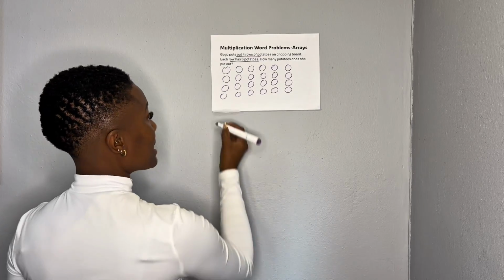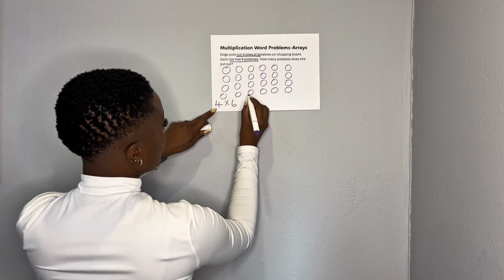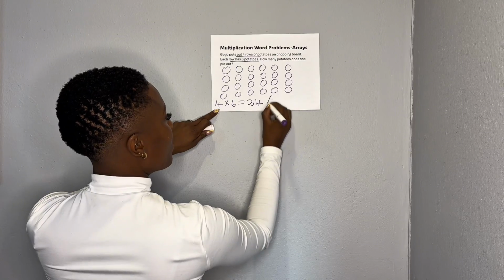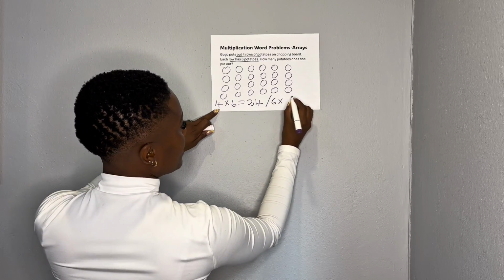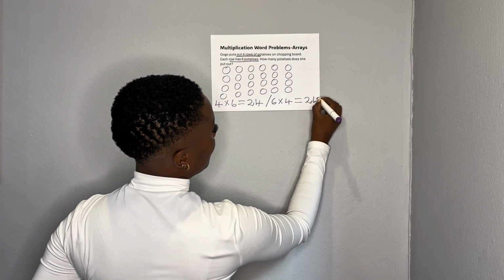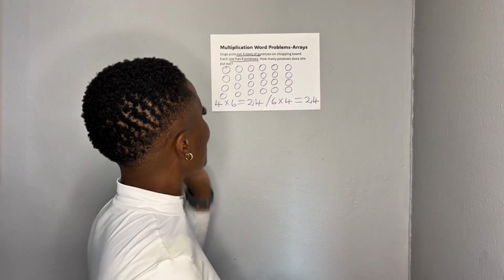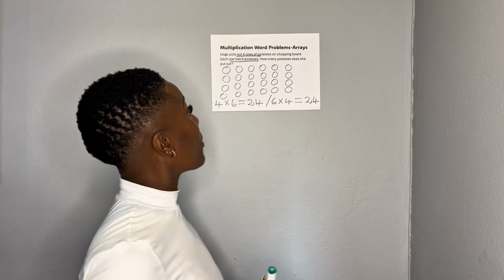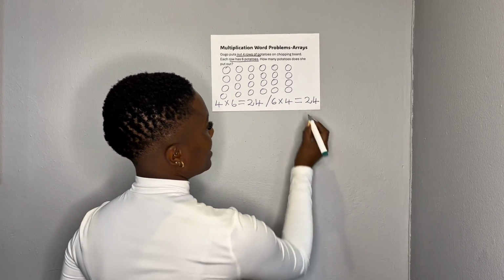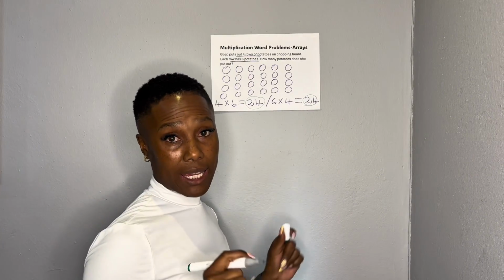Therefore, our number sentence is 4 times 6 equals 24, or 6 times 4 equals 24. I hope we're still together. So in total, Gogo put out 24 potatoes on a chopping board.